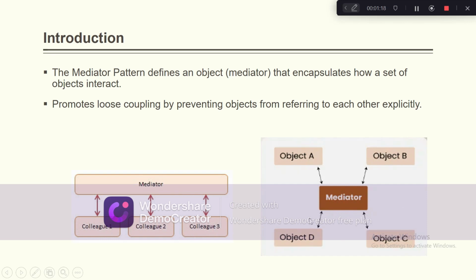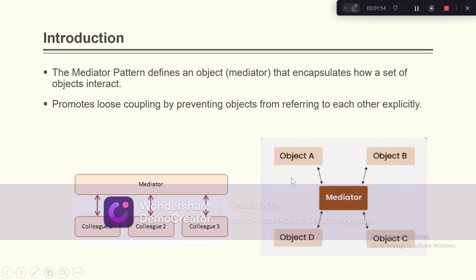So this mediator allows these objects to communicate with each other, and it is loosely coupled. It makes the communication system better. It promotes loose coupling by preventing objects from referring to each other explicitly. As we know, in object-oriented systems, objects used to communicate with each other directly. But in the mediator pattern, objects communicate with each other through a single mediator.